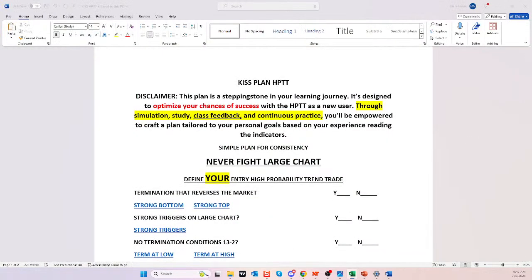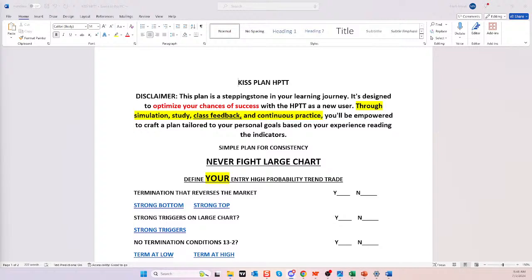But this KISS plan, ladies and gentlemen, is a stepping stone in your learning journey. This KISS plan is not the end of the road. This is not the last trade you'll ever take, this high probability trend trade. This could be the only trade that you ever took, and you would have a trade that typically wins 70 to 80% of the time. And you would find yourself more often than not winning trades. But you guys get bored. You need more. So let this be the foundation that you grow from.